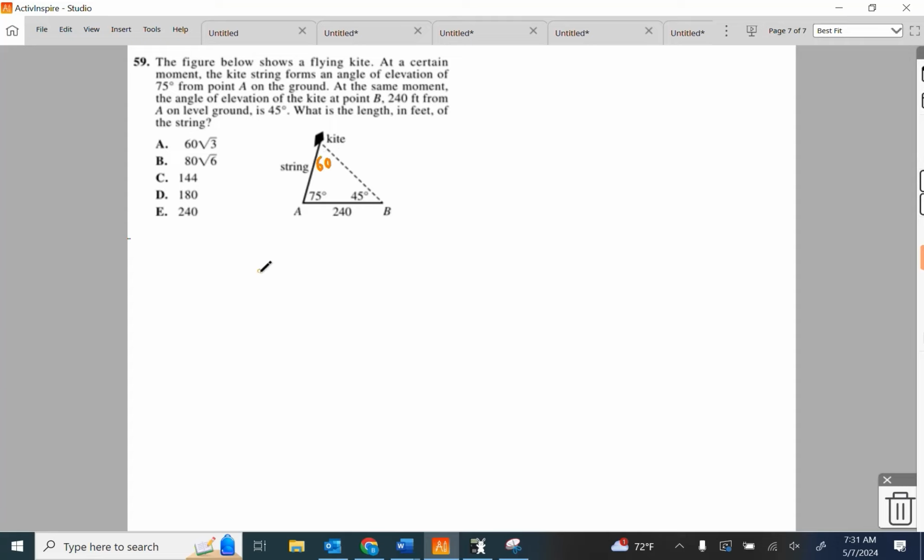And the next thing that jumps into my mind is the law of sines. The sine of 60 compares to 240 as, now what do they want? They want this length right here, this string, as the sine of 45 compares to some unknown s.